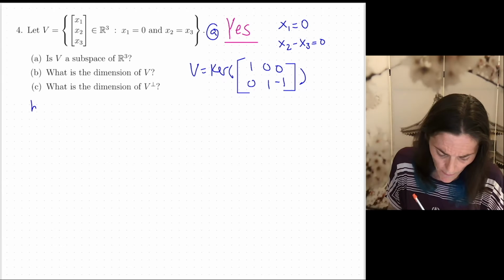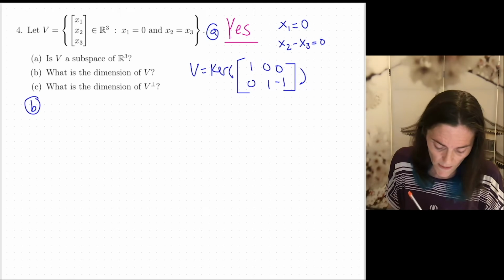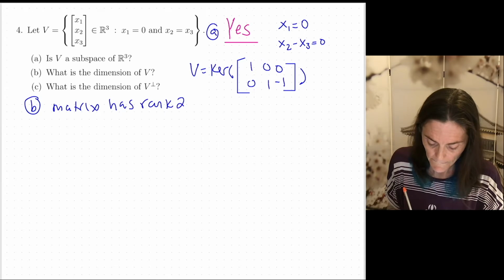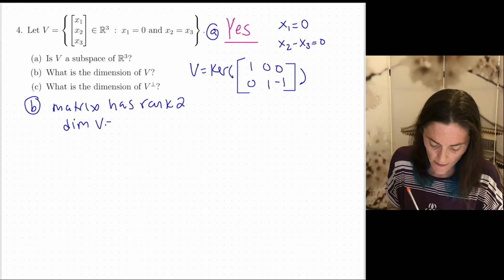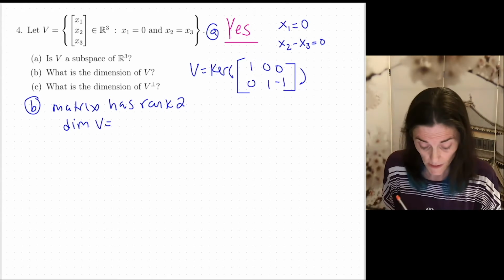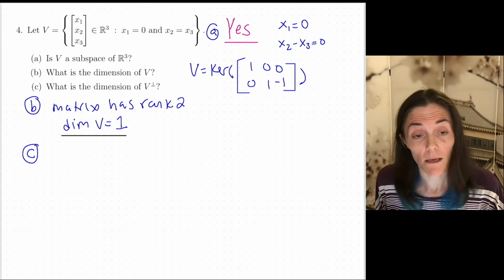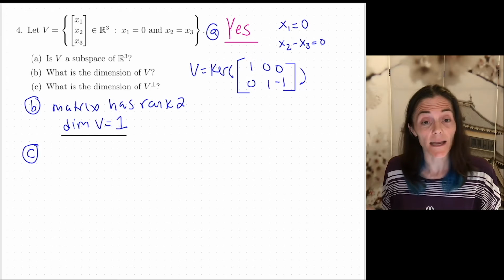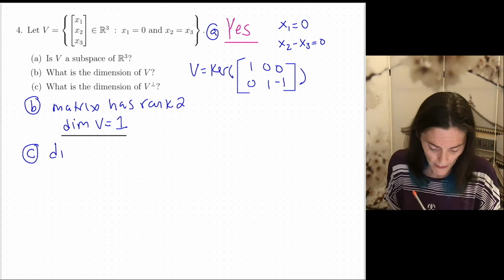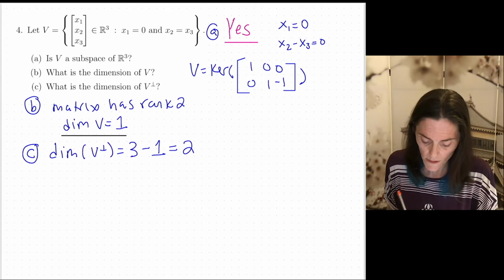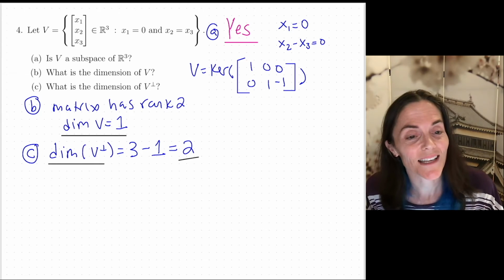Now this can help us, you see, because in B, we need the dimension. So this matrix has rank 2. And so if you think, for instance, the rank nullity, we have 3 columns. The dimension of V is 1. The dimension of the orthogonal complement of V, well, V sits inside R3. And so it would be 3 minus the dimension of V, which is 2. This is the answer to letter C.